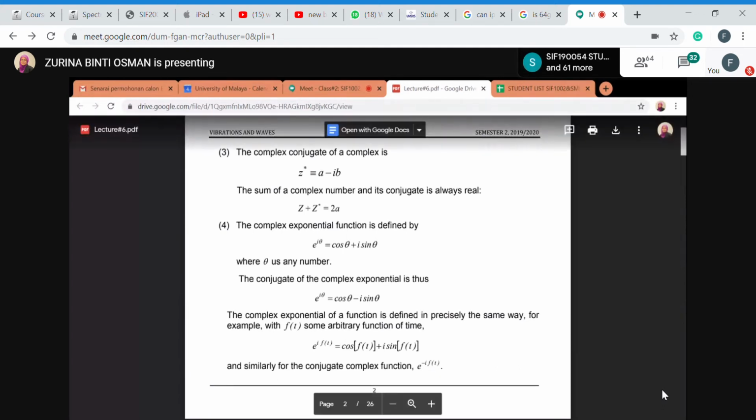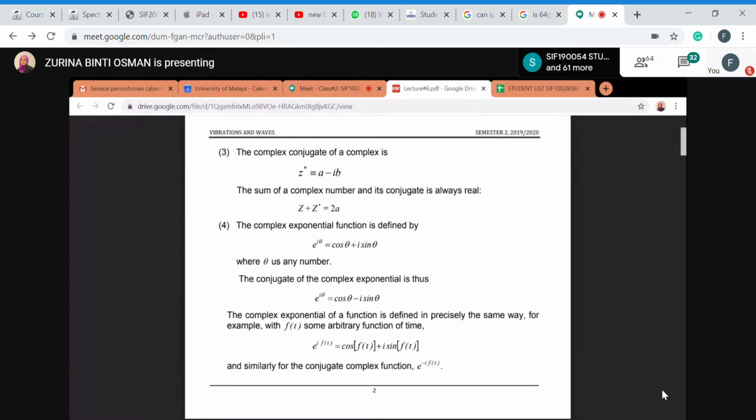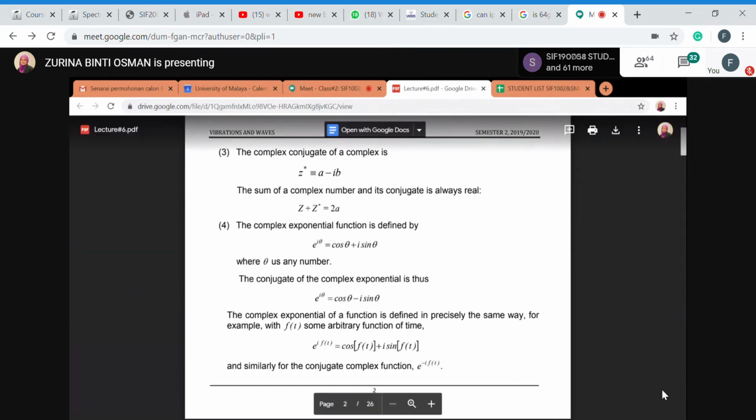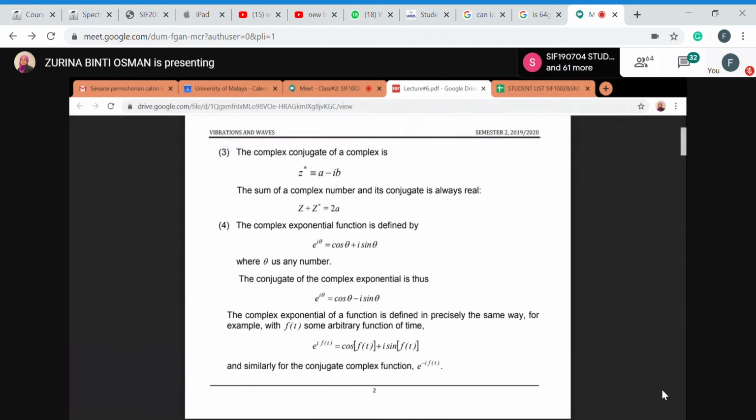Then the complex exponential function. Okay, so this is important. It's defined by e^(iθ) equal to cos θ plus i sin θ. So θ is any number. So I can put here e^(ix), then it goes to cos x plus i sin x.